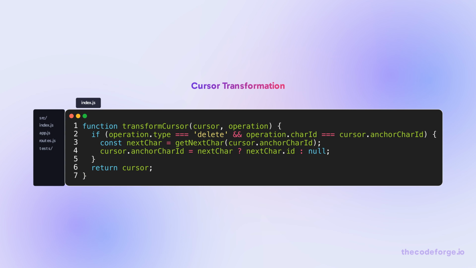This function transforms a cursor when an operation deletes its anchor character. It finds the next valid character and updates the anchor. Without this, cursors would float in the wrong place or end up outside the document.